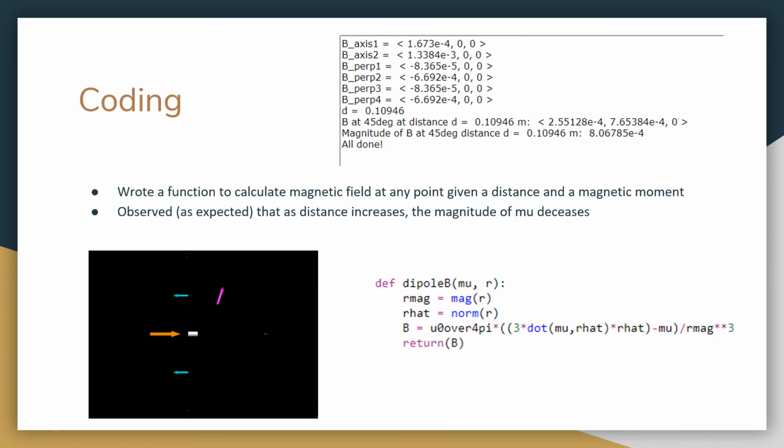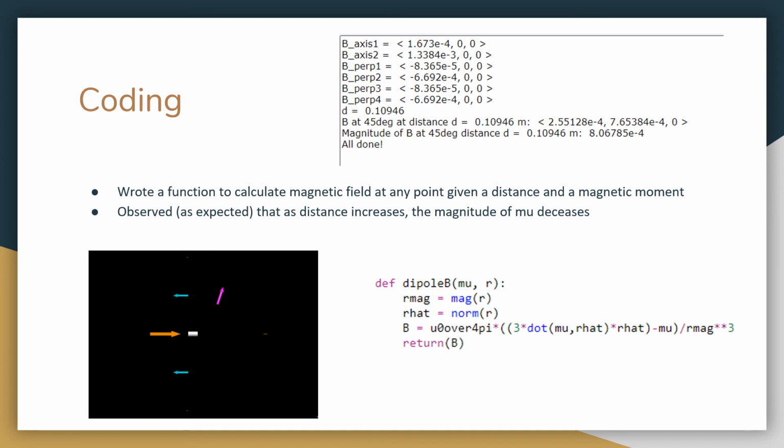The last part of the lab was the coding portion. The first step that I took in the coding portion of the lab was to write a function to calculate the magnetic field. This function is shown in the bottom right of the screen. Using this function, I calculated different magnetic fields from different observation locations. The results of this are shown in the picture in the bottom left.